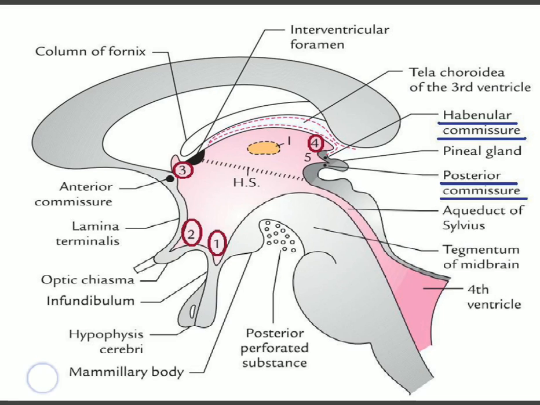This figure also tries to mark the location of the different recesses. That is, number one is the infundibular. This above the optic chiasma is the optic recess. This is the vulva. Fourth number is the suprapineal and this is the pineal recess. And you can also see the habenular commissure and the posterior commissure. This is the pineal gland.